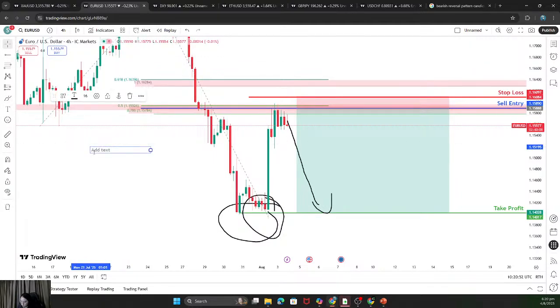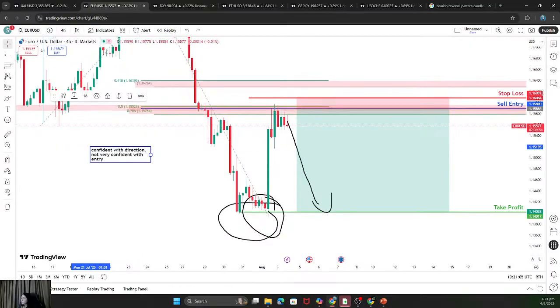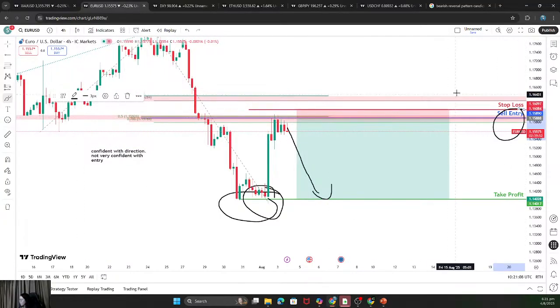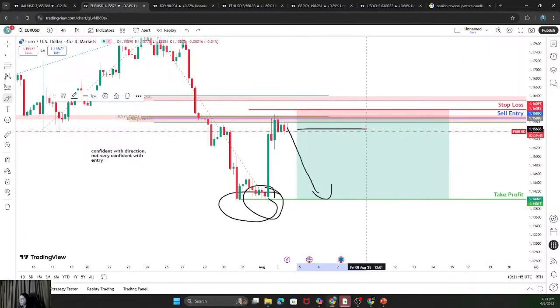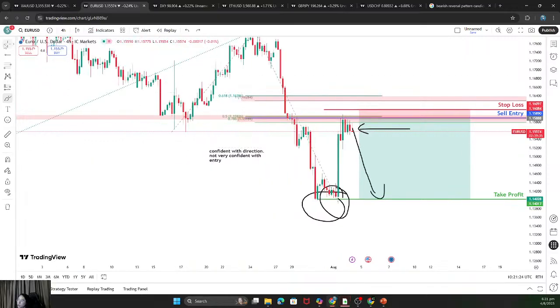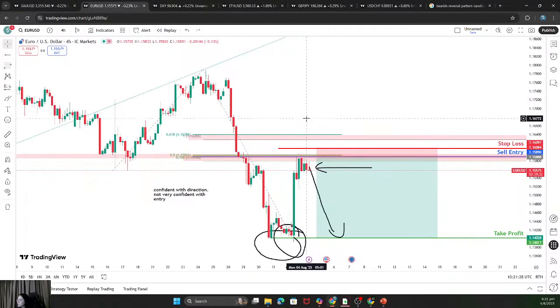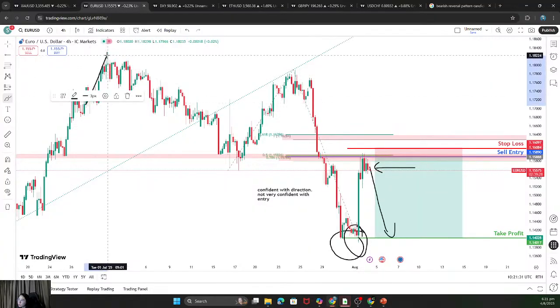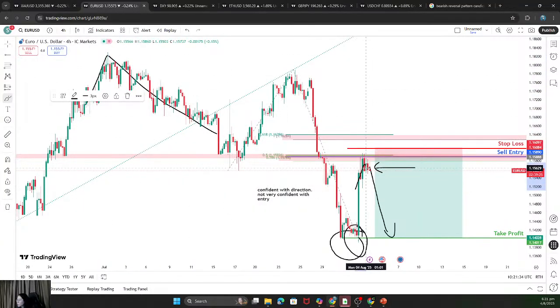I am confident with direction, not very confident with entry. Direction-wise, I'm pretty confident it's a sell. I just don't know if this is the entry or if this is the entry. It could be one of them. Look, price is going sideways. It means that even the market is not sure if this is the entry or if this is the entry. Usually, if it's very sure, it just comes up and then reverses. But right now, it's doing this sideways thing, still deciding. This is also still deciding.